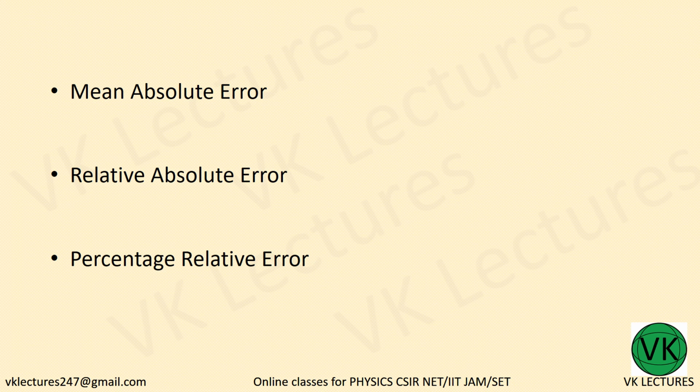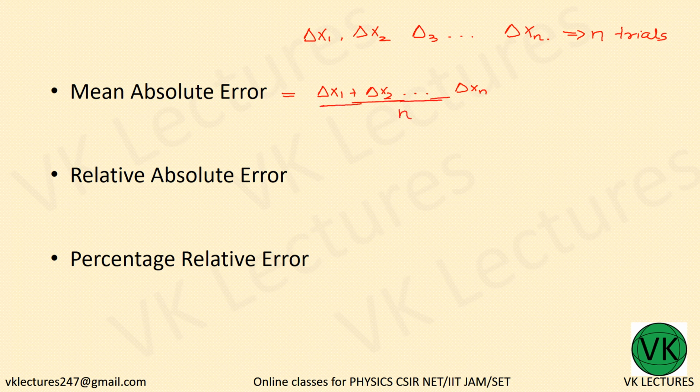Now coming to the mean absolute error. Mean absolute error means we had the absolute errors delta x1, delta x2, delta x3 and so on, up to delta xn. If there are n trials, the mean is delta x1 plus delta x2 etc. up to delta xn divided by the number of trials.